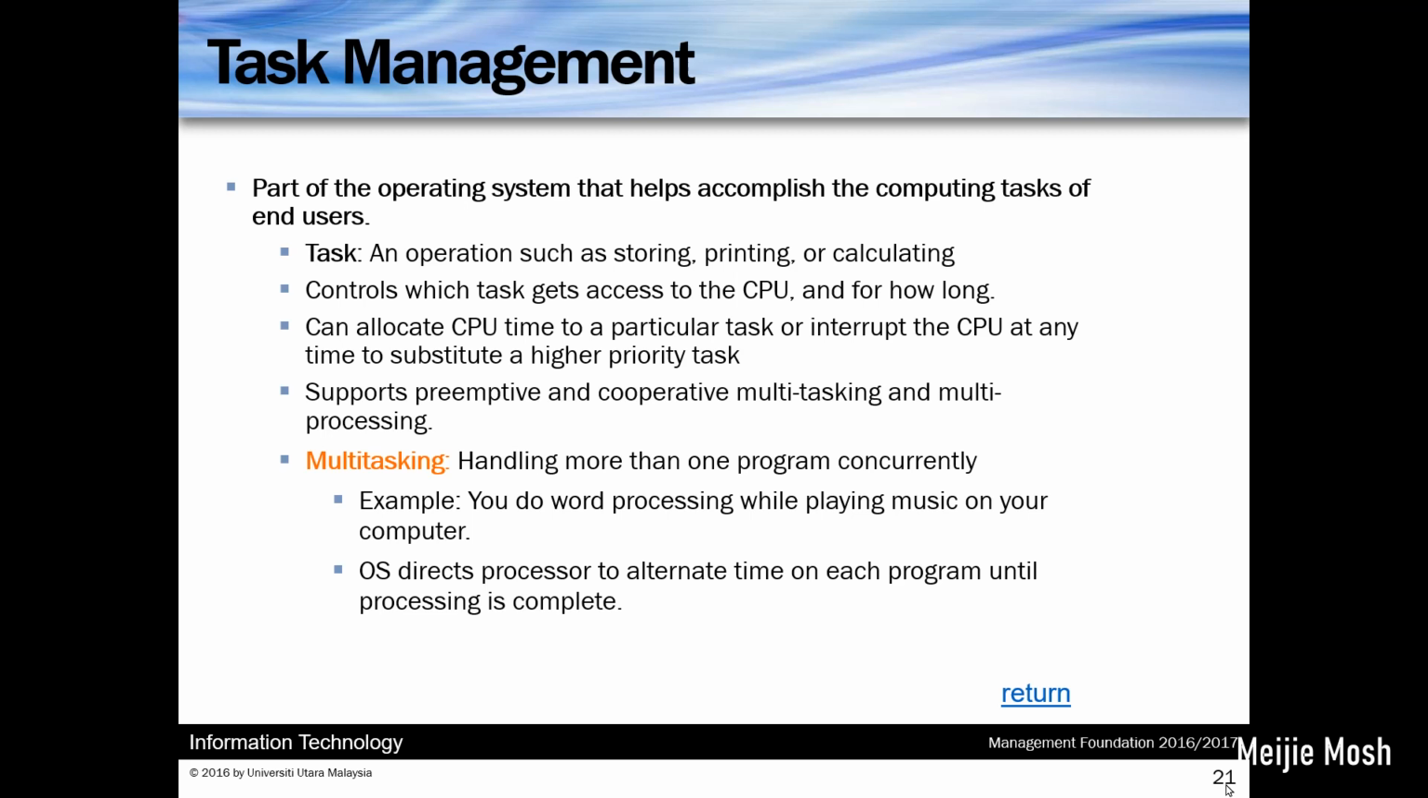Furthermore, task management supports preemptive and cooperative multitasking and multiprocessing. Multitasking is the process of doing more than one thing at once, or handling more than one program concurrently. For example, we do this Microsoft PowerPoint slide as well as music in the background, while we are recording the video as well. Operating systems direct the processor to alternate time on each program until processing is complete. On the other hand, single tasking is the process of focusing on one task at a time, which results in higher quality results more quickly. For example, processes executed in a single tasking operating system like DOS.